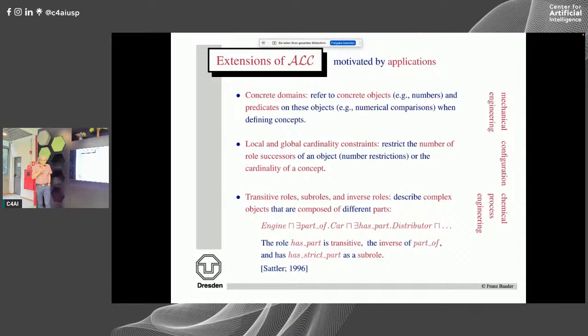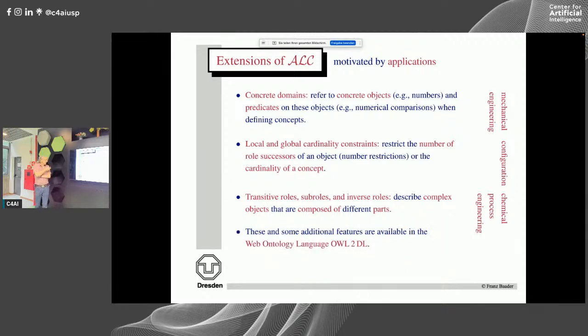And this we actually started to investigate, motivated by a chemical process engineering application, where the process engineers wanted to describe reactors and the parts of the reactors and the parts of the parts and so on. This was also the beginning of a collaboration between Ian Horrocks and my PhD student, Uli Sattler, which basically resulted in the FaCT system. Ian did the implementation, but the language and the algorithms were developed in collaboration with people from my group.